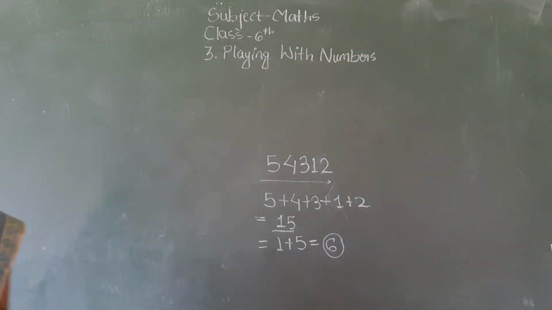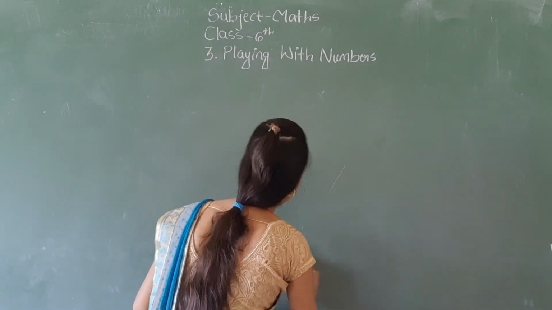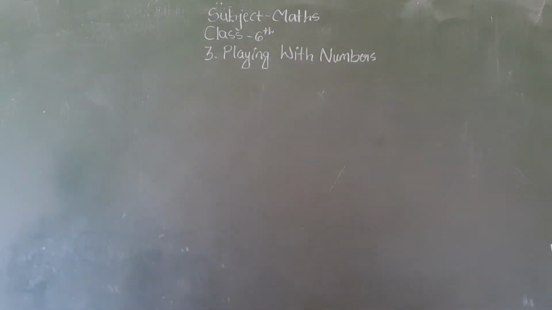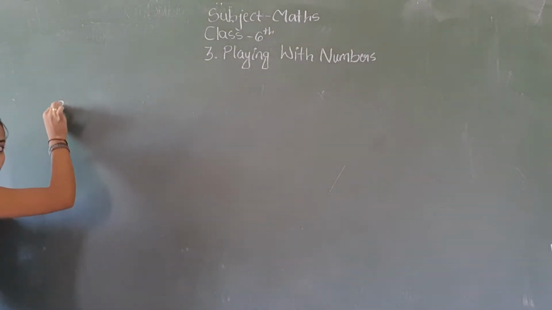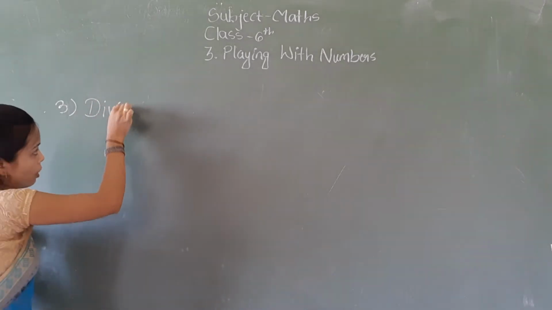Now we are going for the divisibility by 4. We completed up to the 2 tests, and now we are going for the third one. So your third is divisibility by 4.